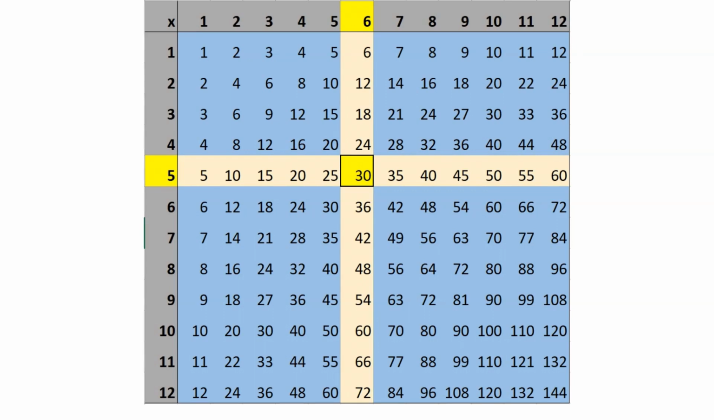Now, that's what people call the multiplication table. And it can go bigger than that. You don't have to stop at the number 12. You could go on to the number 20 or the number 100 or even further, and the multiplication table would just keep getting bigger and bigger.